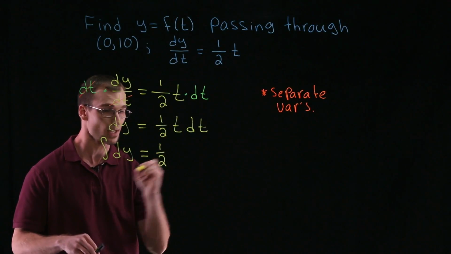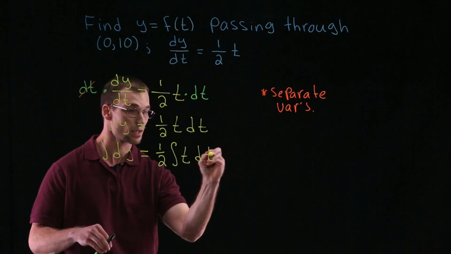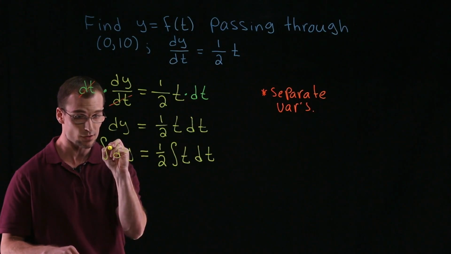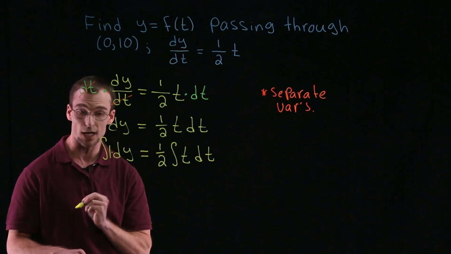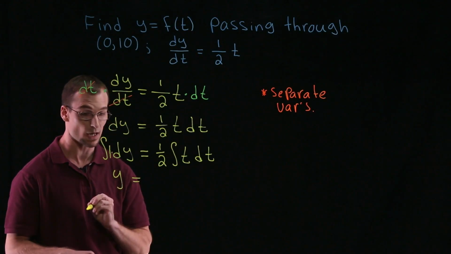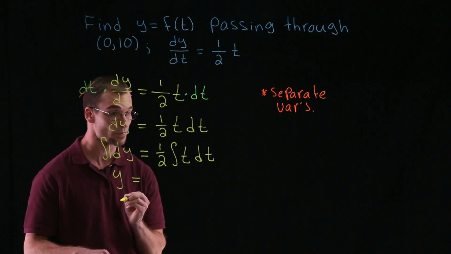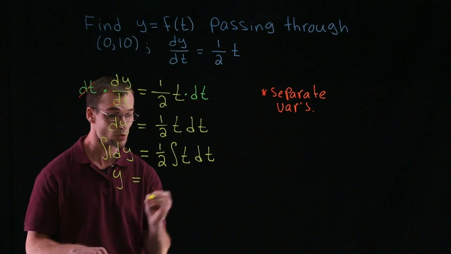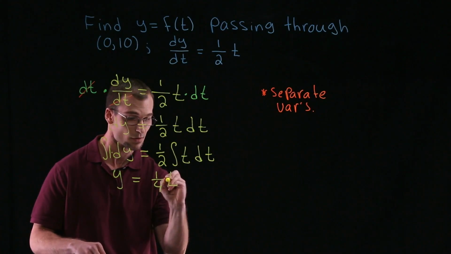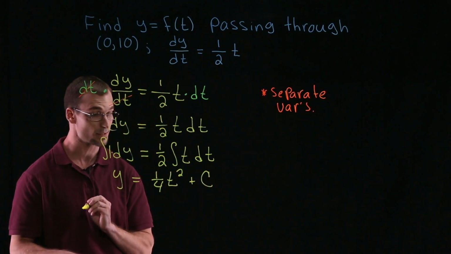We'll bring the constant outside, so this is equal to 1/2 times the integral of t dt. So looking at the left, the integral of just dy is actually the integral of the constant 1 dy. So the antiderivative of 1 with respect to y is equal to y. So y is equal to 1/2 times the antiderivative of t, which is 1/2 t squared. So 1/2 times 1/2 gives us a 1/4 t squared, plus our general integration constant c.